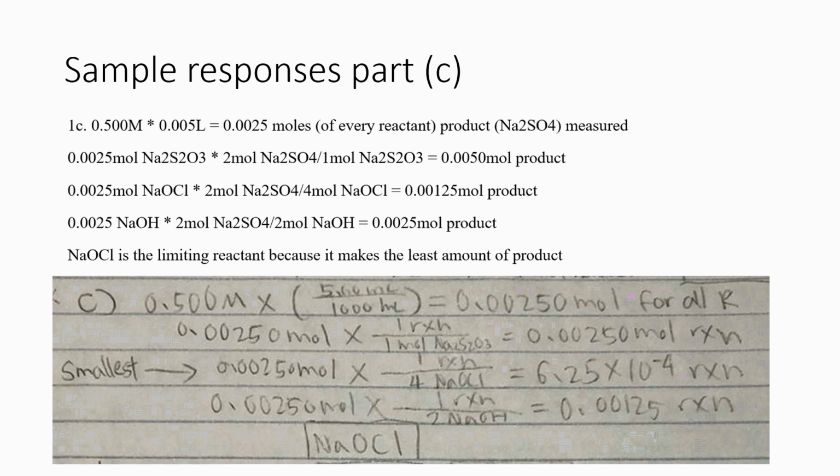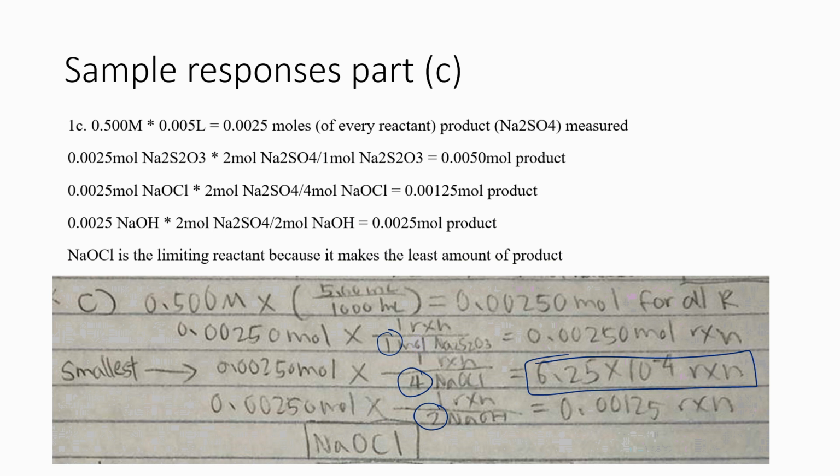calculation. And so this is how we typically talk about limiting reactants: we figure out how many moles of reactant you have, and then you pick a product. And in this example, they use the idea of moles of reaction. So basically for every 1 reaction that you have, you use up 1 Na2SO3, but 4 NaOCl and 2 NaOH. So notice how the NaOCl makes the smallest number, and that's why it's our limiting reactant. So it's another way to think about it mathematically.